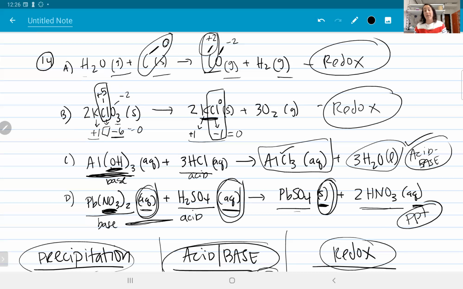All right, so that is the 3 types of reactions overview, and how to look at these chemical equations and how I want you to be thinking and analyzing them to determine what type of reaction they are.